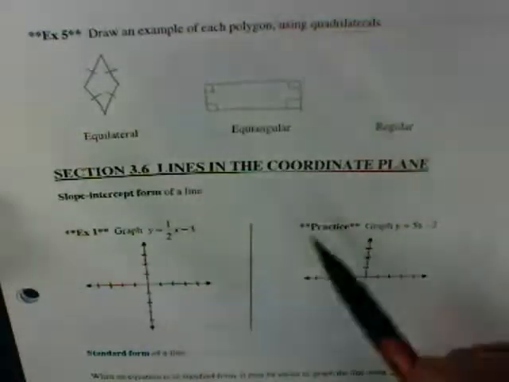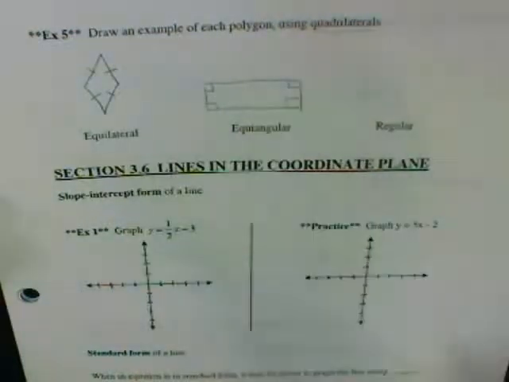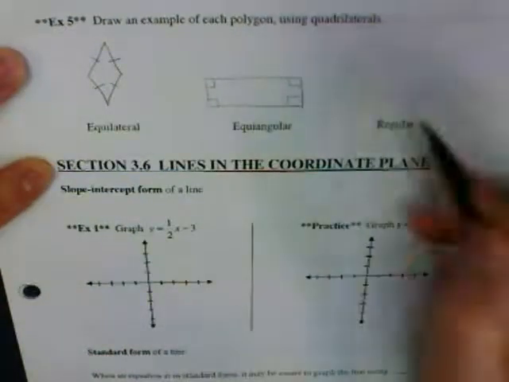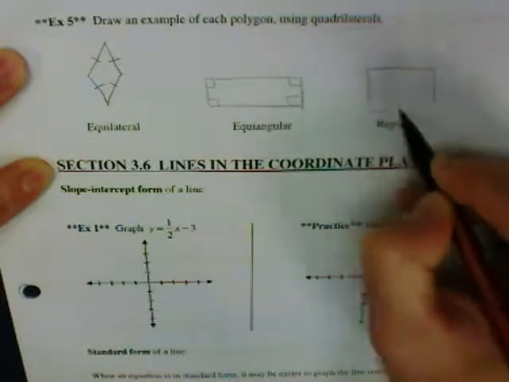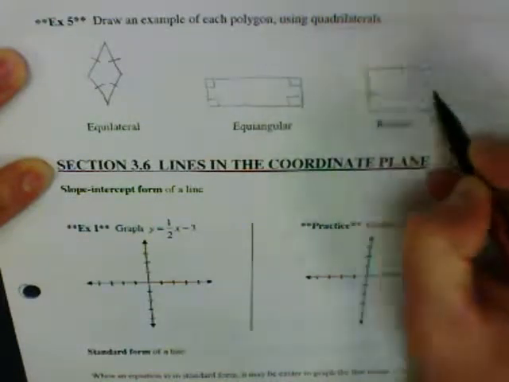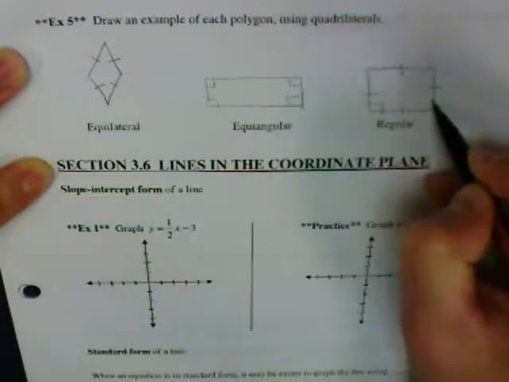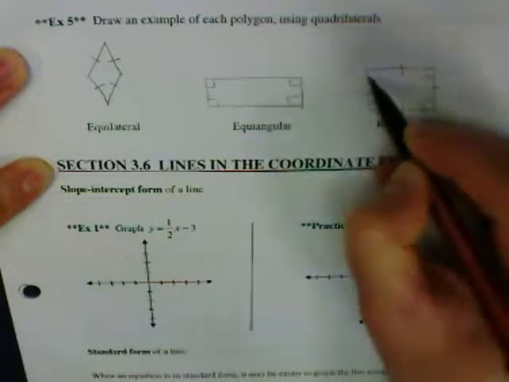Now regular, we have to put both those ideas together. We have to have an object that's got 4 sides, 4 equal sides, 4 equal angles. So the only thing that really works there, as I'm sure you probably have drawn, is a square, because it's got 4 equal sides and it's got 4 equal angles.